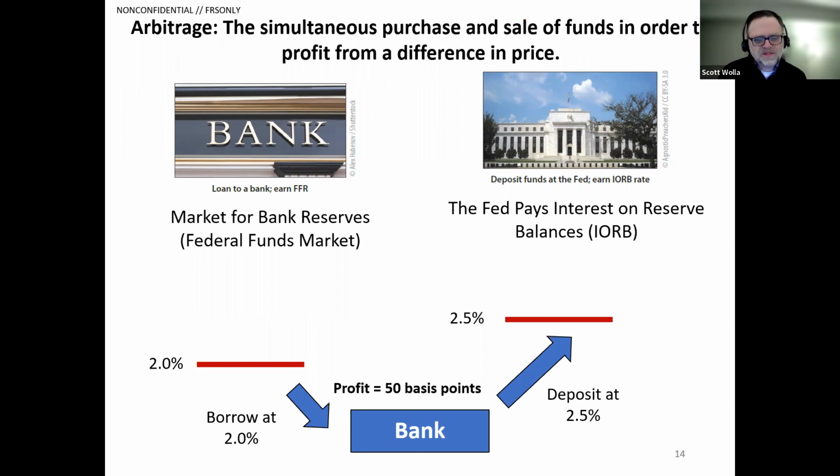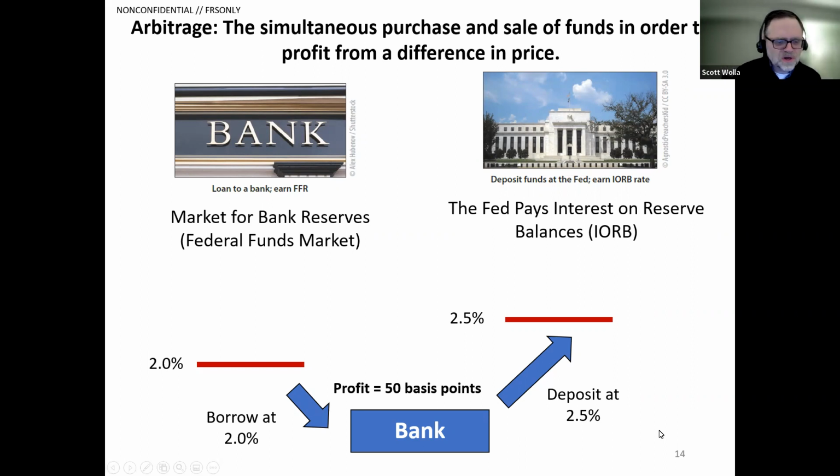And 0.5% doesn't sound like a lot, but if you're a bank, you have access to a lot of funds, and it turns into a lot of money. And remember, there's no risk in this, right? Both of these are transactions with no risk. And so you borrow money at the federal funds market, you deposit it at the Fed, and you earn 50 basis points.